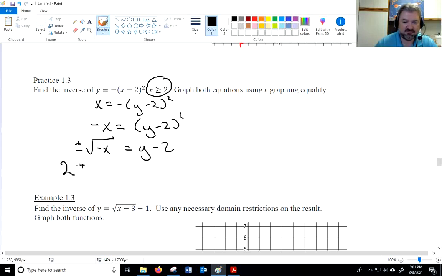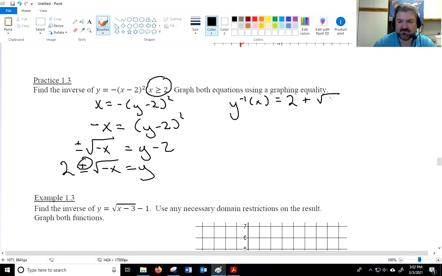Lastly, I'm going to add the 2 over, so I have 2 plus or minus the square root of negative x, but I need to make a decision. The domain was all numbers bigger than 2, so the range of my inverse needs to be all numbers bigger than 2. So we'll once again be choosing the plus, but it could have just as easily been the minus. So f inverse, or y inverse, I guess, of x is equal to 2 plus the square root of negative x.